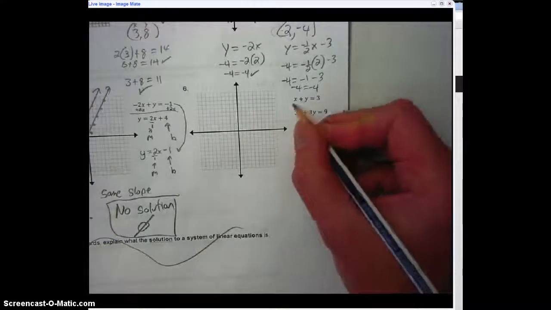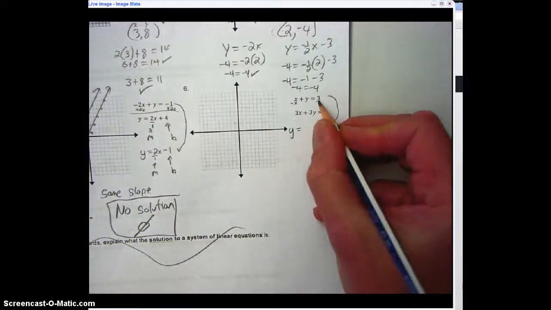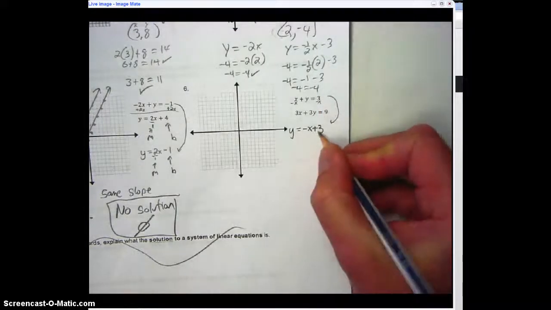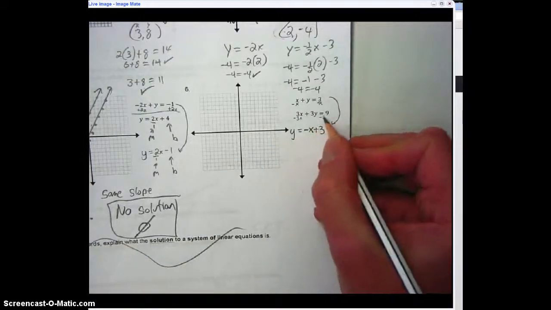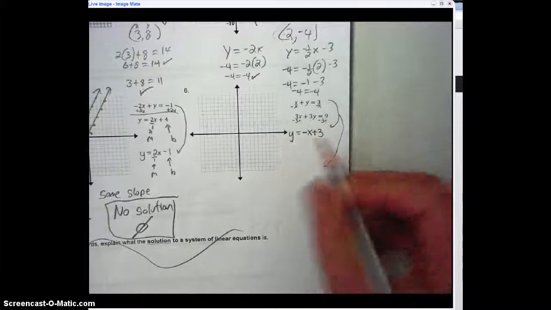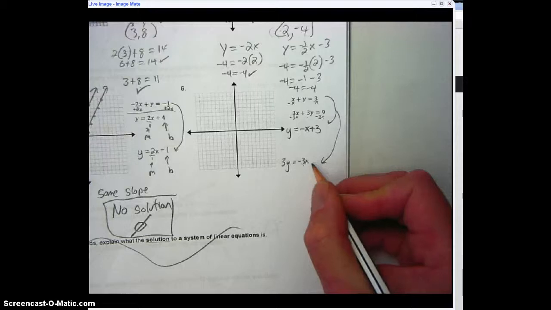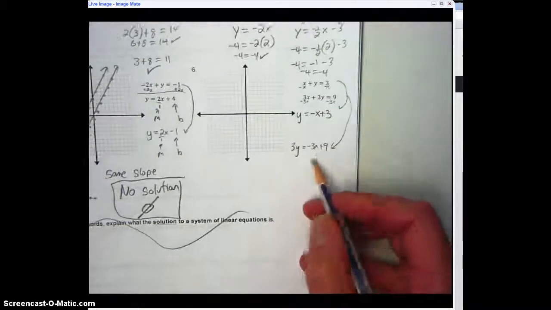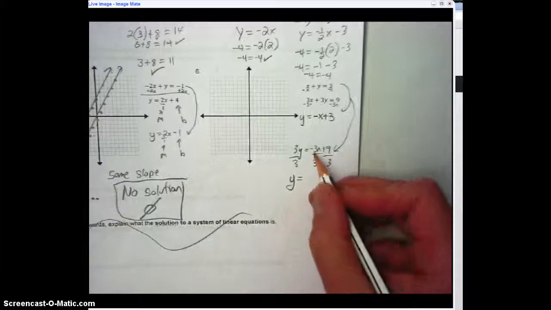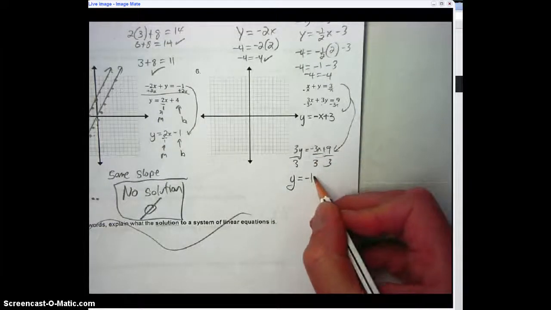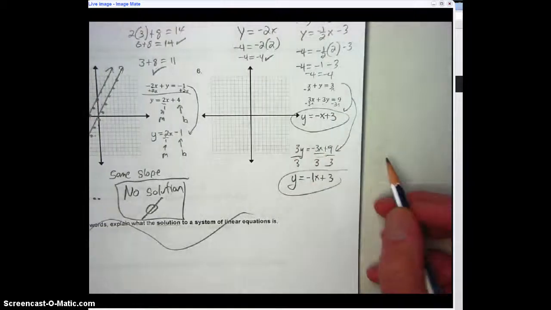Number 6, you've got to isolate y. Subtract x, bring it down, y equals -x plus 3. Subtract 3x down here, and you end up with 3y equals -3x plus 9, but y still isn't quite isolated yet, so we need to divide everything by 3. y equals -3 over 3 is -1x. 9 divided by 3 is 3. So here are my two equations that I'm going to graph.